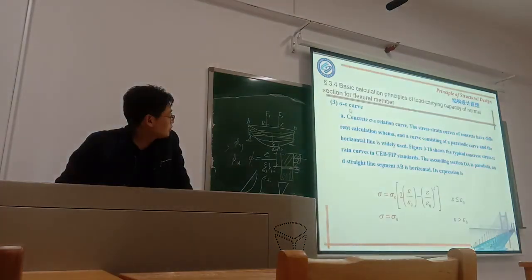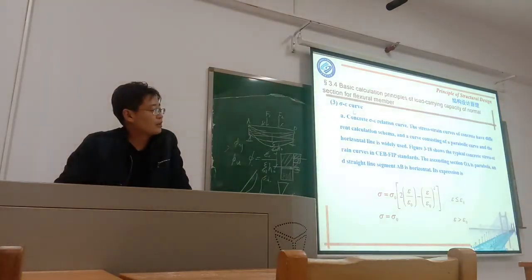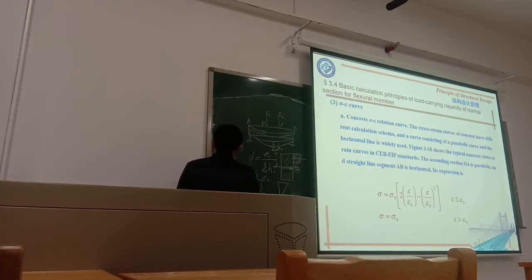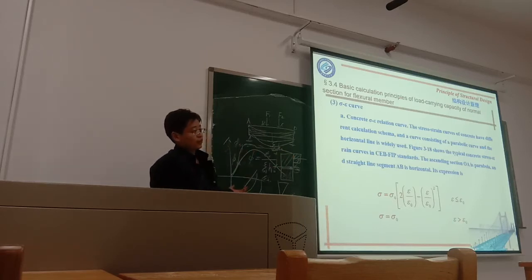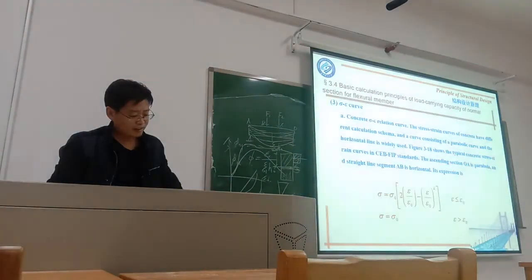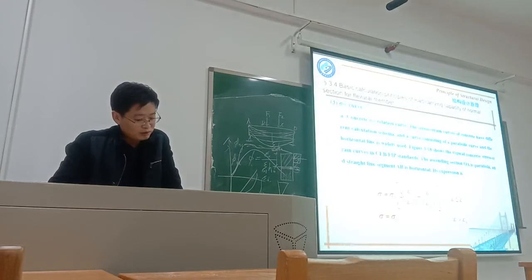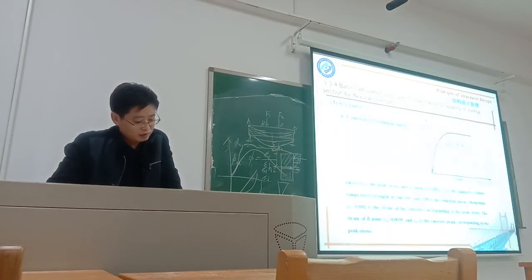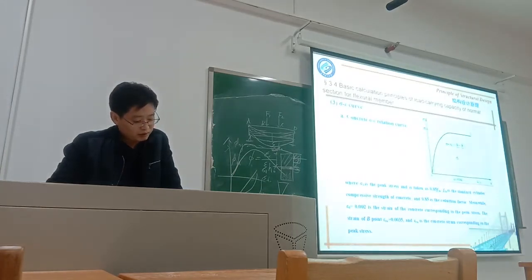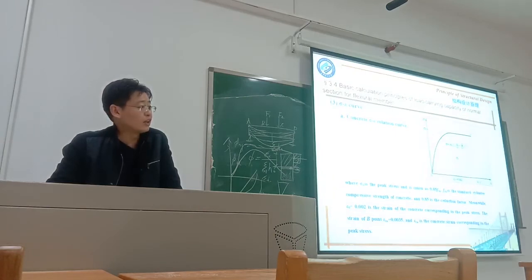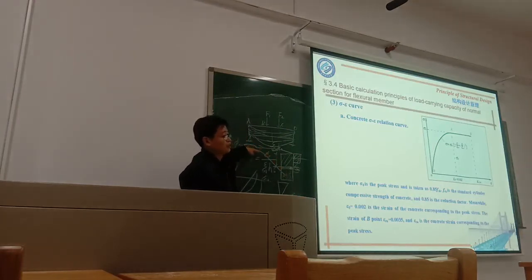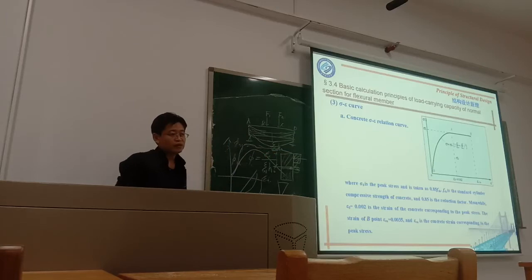And the third assumption is the sigma-epsilon curve. For the real situation, the sigma-epsilon curve of the steel is like this, and for the concrete, it is something like this. But these curves are very hard to use for calculation. So, for simplification, the stress-strain curve of the concrete is taken as a parabolic curve followed by a horizontal line, which is widely used, like this. The first part is a parabola, and the end is a horizontal line. We don't consider the decreasing part, just use a horizontal line, to make it simple.